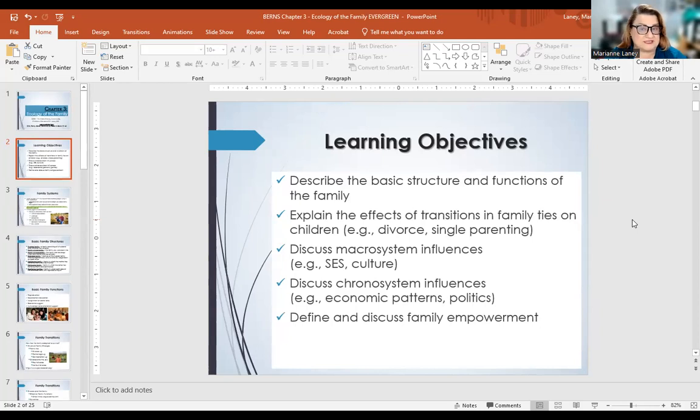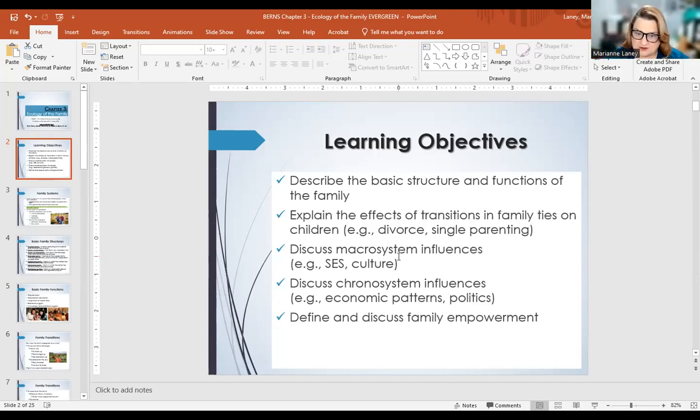Explain the effects of transitions and how those transitions are different than they were a long time ago. Discuss the macrosystem influences. Again, macrosystems means large. What are the larger societal influences on the family? And are there any? And what types are they? So you'll see in every chapter, it'll talk about those mesosystem pieces. It'll talk about the exosystem pieces, and then we'll talk about the macrosystem pieces and even the chronosystem pieces, the changes over time.